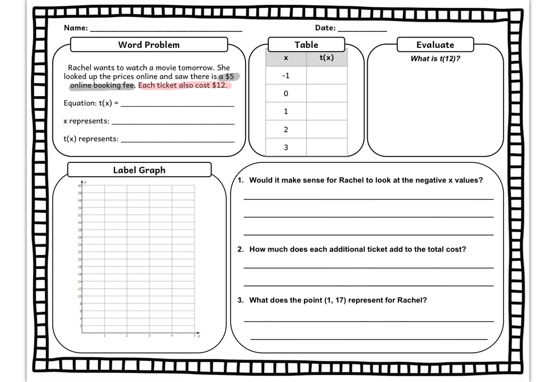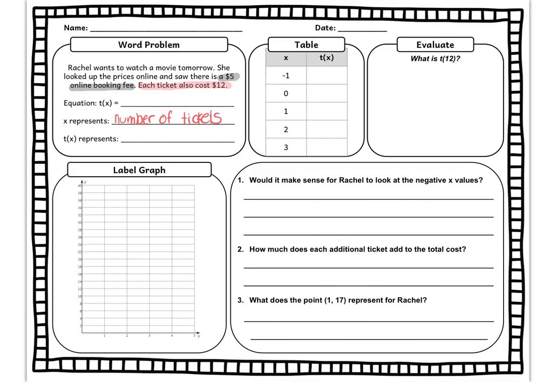So I'm going to label my number of tickets. So X represents number of tickets. Because she could be buying just one, she could be buying 10. We want to create an equation to figure out how many people she can take to the movies with her.